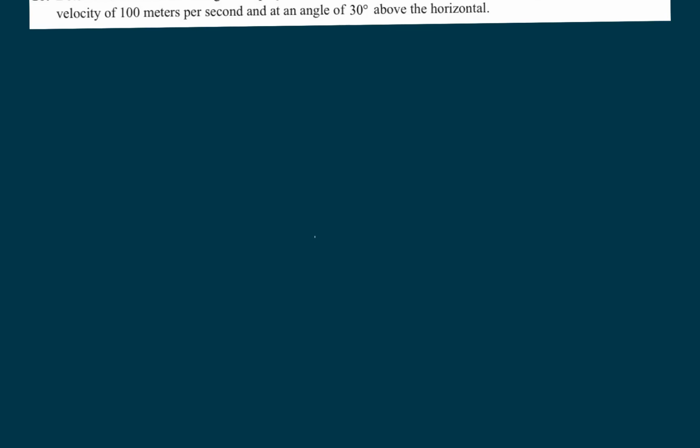It says, determine the maximum height of a projectile fired at a height of 1.5 meters. So the y0 is 1.5, above the ground, with an initial velocity of 100 meters per second and an angle of 30 degrees.